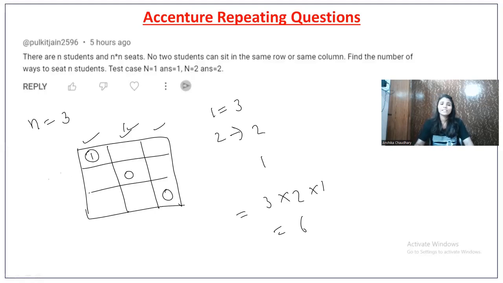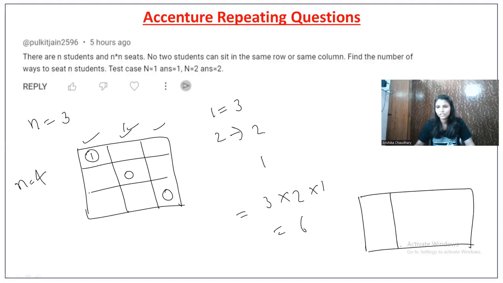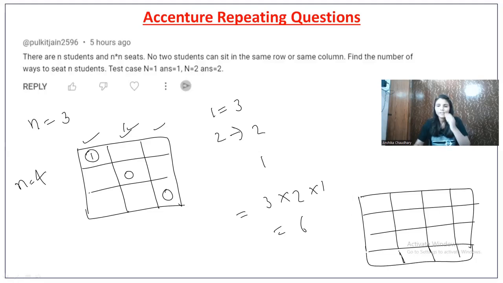Now if I say that n equals 4, the maze will look like this: 4 columns and 4 rows, 1 2 3 and 4, 1 2 3 and 4 as well. If the first student is sitting here, how many choices are there for the first student? There are 4 choices: 1 2 3 4. So the first student has 4 choices.